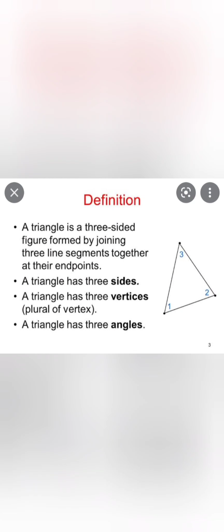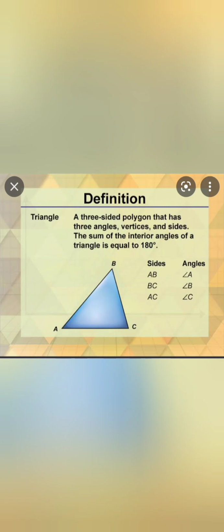Next we will see the triangle. What do you mean by triangle? A triangle looks like three sides. It is formed by three line segments joined together at their end points. A triangle has three sides, three vertices and three angles. The sum of the interior angles of a triangle is equal to 180 degrees.